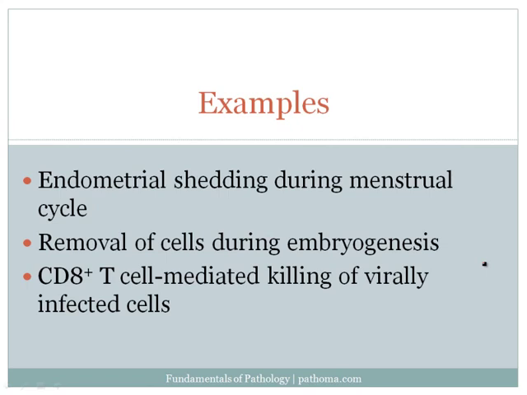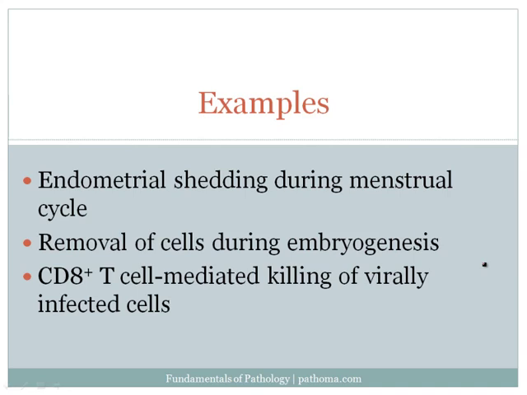The endometrium, when it sheds via apoptosis during the menstrual cycle. During embryogenesis, cells are often removed, and that removal of cells occurs via apoptosis. For example, the spaces that are present between your fingers and toes occur by removal of tissue via apoptosis. And sometimes you'll see patients with something called syndactyly, where there are two toes stuck together, and that is because apoptosis did not occur during embryogenesis in that particular tissue.